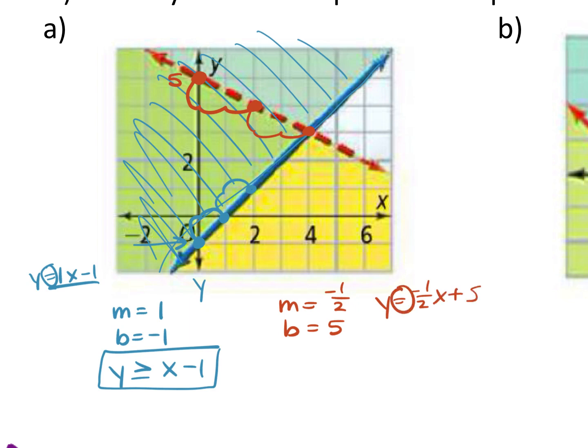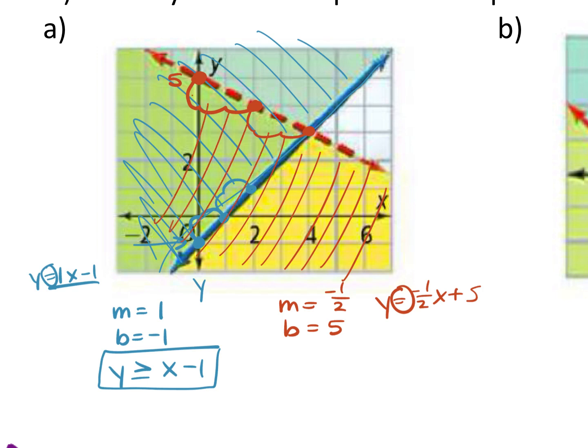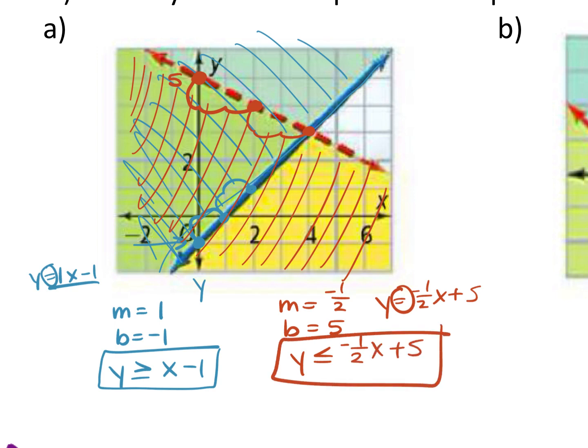But this needs to be an inequality. And look where they shaded. I don't know why they changed to yellow, but they did. That is going below. So you would say y is less than or equal to negative 1/2 x plus 5. So this is your system. Those two inequalities together get you that, okay?